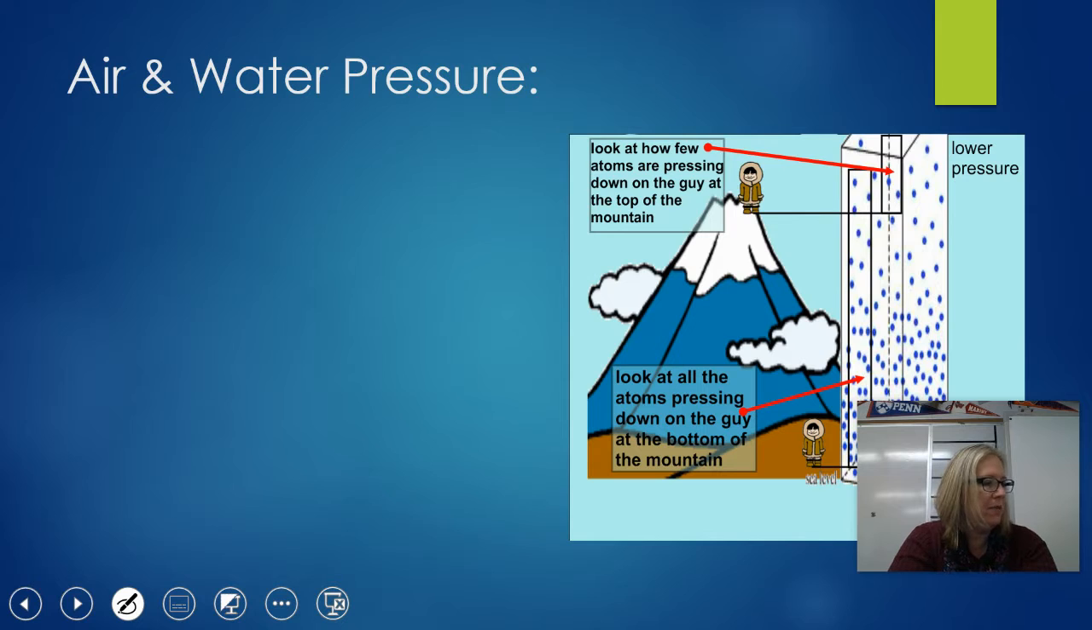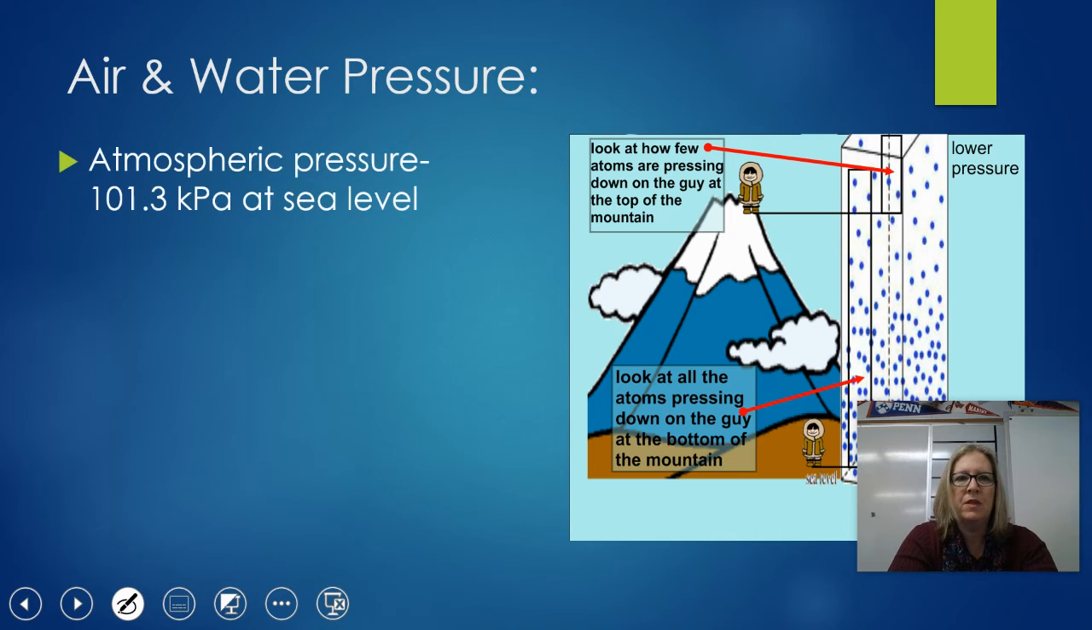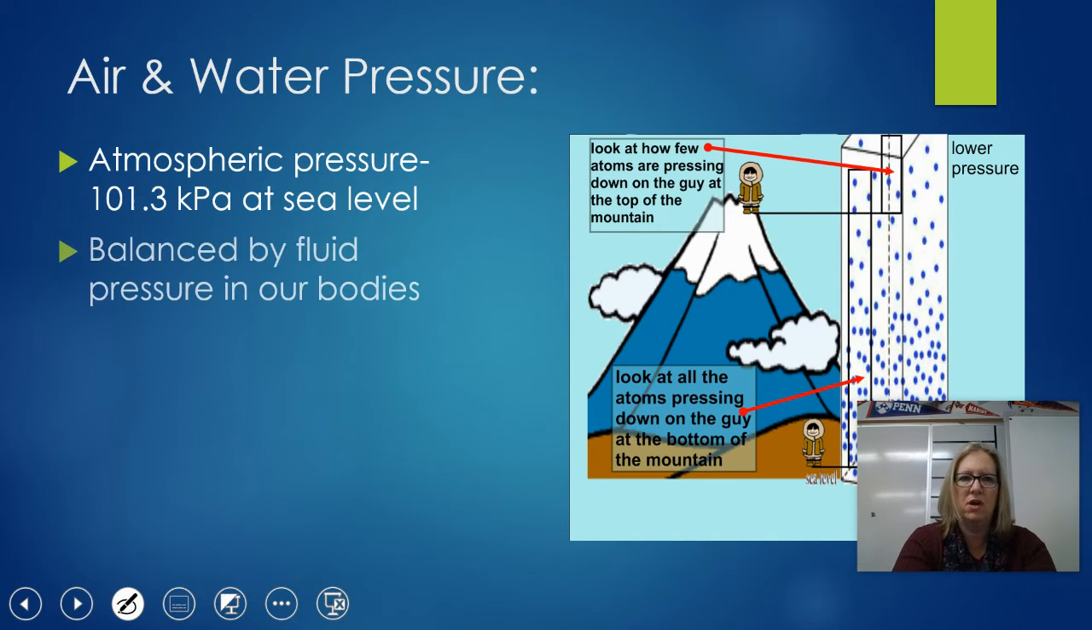All right, so now let's relate pressure to things that we experience all the time, air and water, okay? There is a lot of air pushing down on us. The atmospheric pressure, depending on our elevation, will determine how much air is actually above us. At sea level, that's considered 101.3 kilopascals. We simplify that and refer to that as 1 atmosphere of pressure, but there's actually mass to it, okay? The column of air that's above you is actually pushing down on us, okay? But the fluid in our bodies is pushing out, and so it's very balanced.